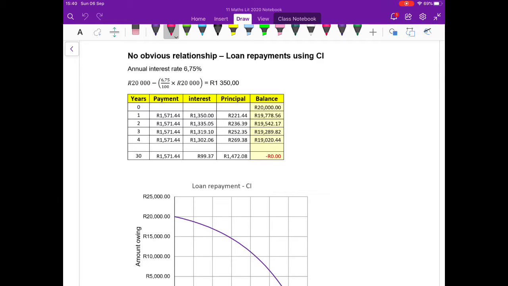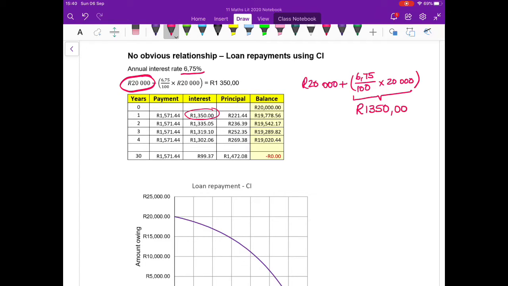So what is happening here is there is a loan of 20,000 Rand, and the annual interest rate is 6.75%. So in order to find the interest, you will take the loan, which was 20,000 Rand, and increase it by 6.75% of the loan, which was 20,000. And this value here would have been 1,350 Rand. That gets added to the loan, but remember you are paying back 1,571 Rand 44.